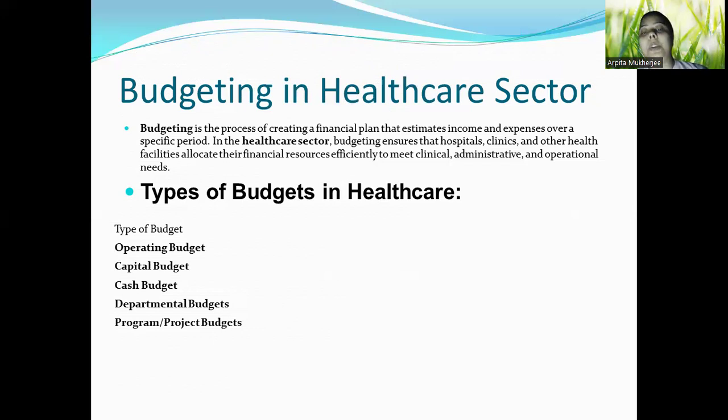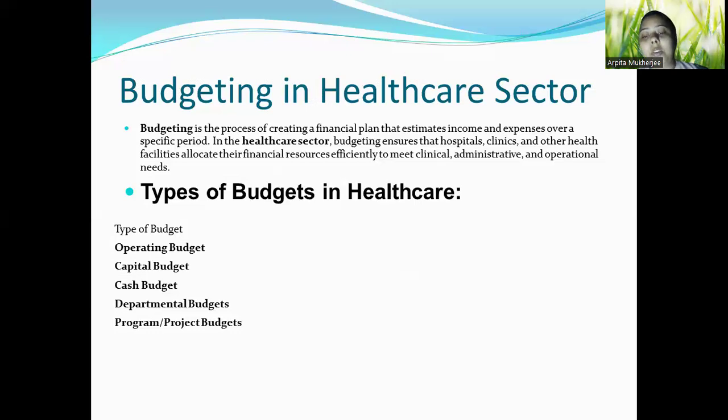The different types of budgets in healthcare are operational budget, capital budget, cash budget, departmental budget, and program or project budget. The operational budget is the day-to-day expenses that we deal with, for example, the salaries, supplies, utilities, patient care, etc. The capital budget is the long-term investment, such as the investments that we make in buildings, equipment purchasing, or new technologies, etc.